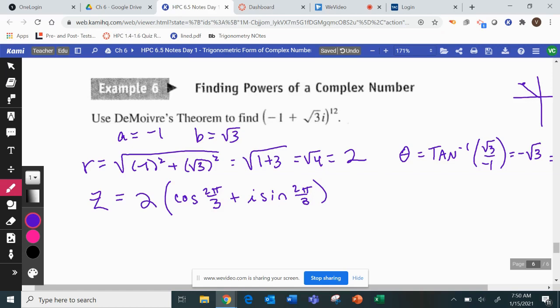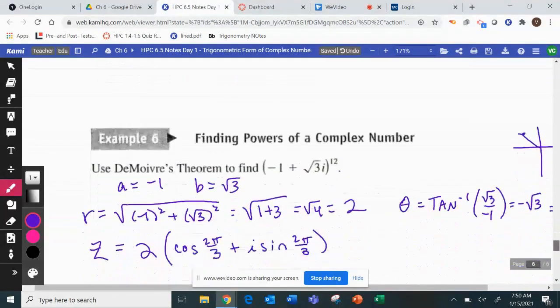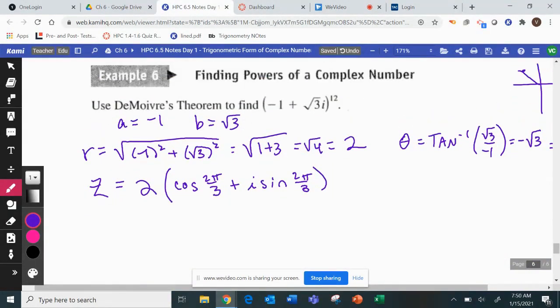All right, so now we can use... oh no, I forgot how to say his name. Demoivre... oh no, I can't do it. Oh my gosh, please don't laugh at me.